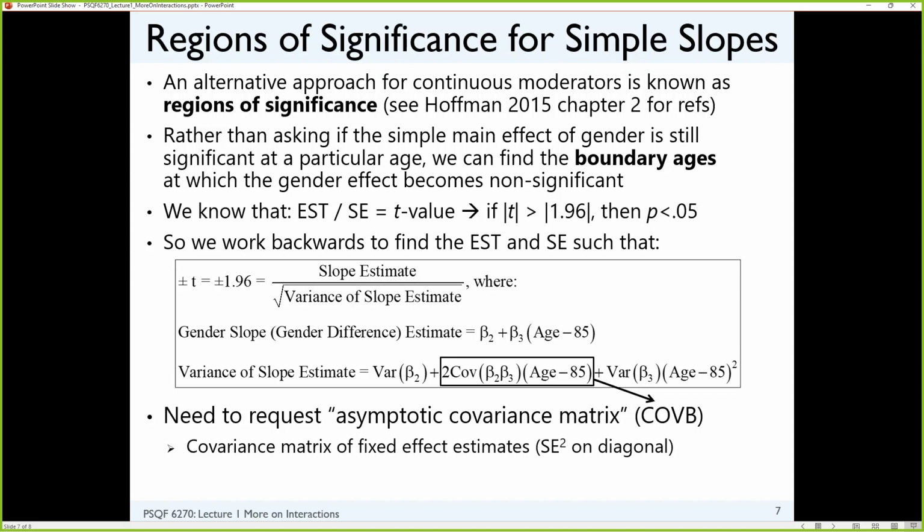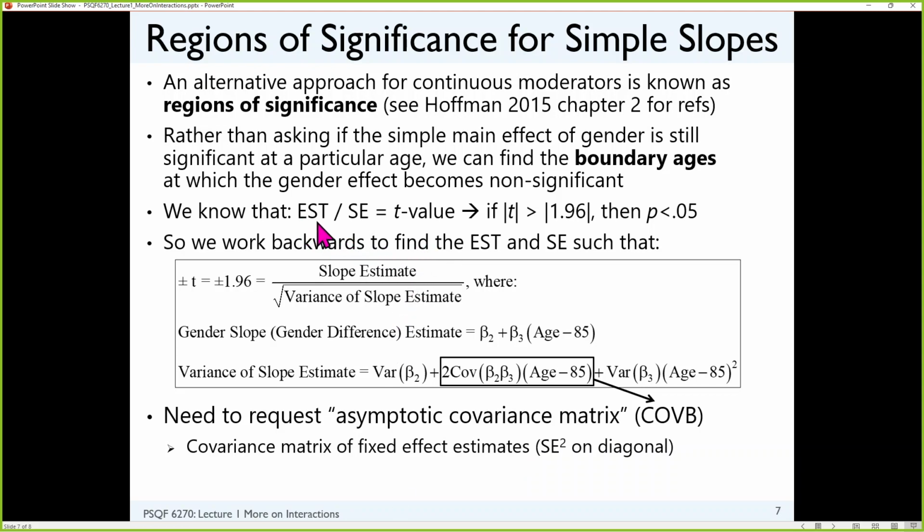But if an interaction term is creating non-parallel lines, then that guarantees it's actually going to flip at some point. There is some point at which the difference between men and women will be positive, some point at which it narrows to 0, and then the lines are going to cross, and it's going to switch, and the difference will be negative. So we can figure out where those points are.